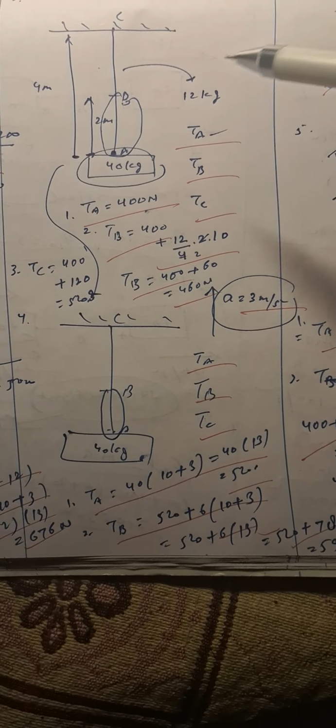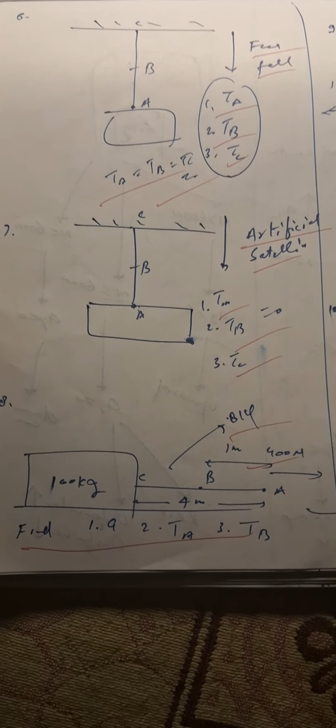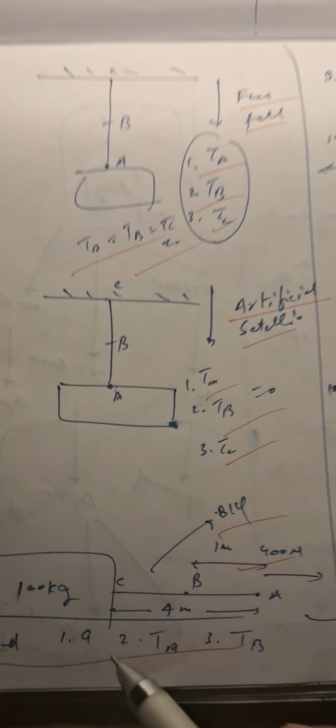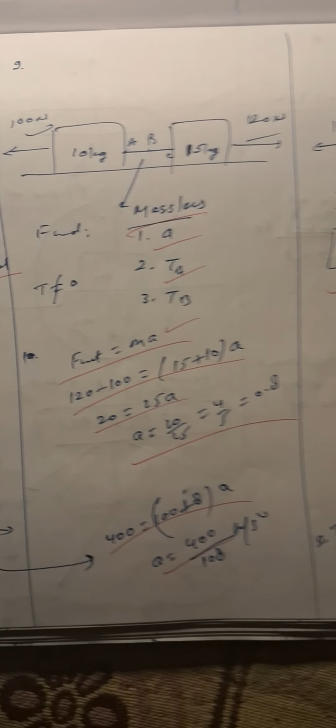Another example of a vertically hinged rod, calculation of tensions at different points, then calculating tension in an accelerated system, then calculating tension in a system which is accelerating downward, at the various points. Then we have another problem on a free falling system, artificial satellite system, string block problem, calculation of various parameters like acceleration, tension, A and B.